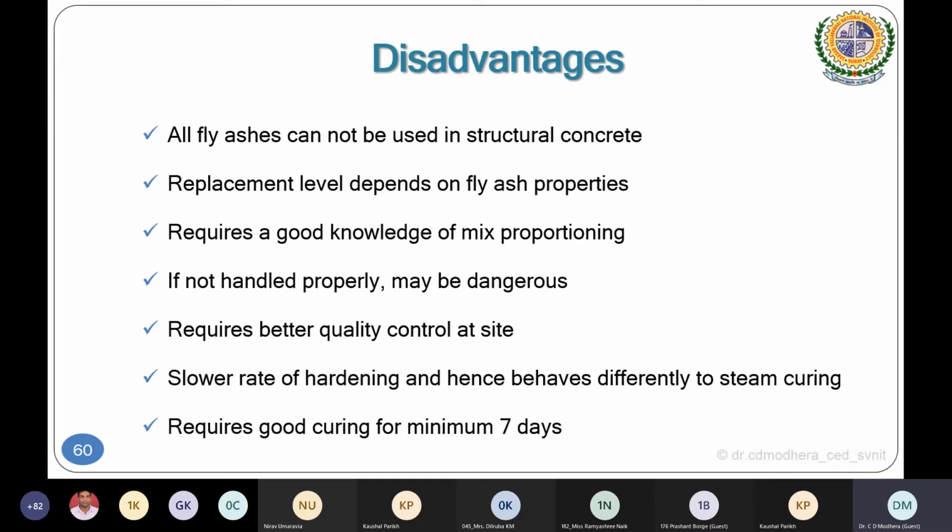Require good knowledge of mix proportioning, because fly ash again has more surface area than OPC. Second, density is also lesser than cement. So when you are calculating mix proportioning, its specific gravity needs to be considered. Its density should be considered. Don't blindly take.